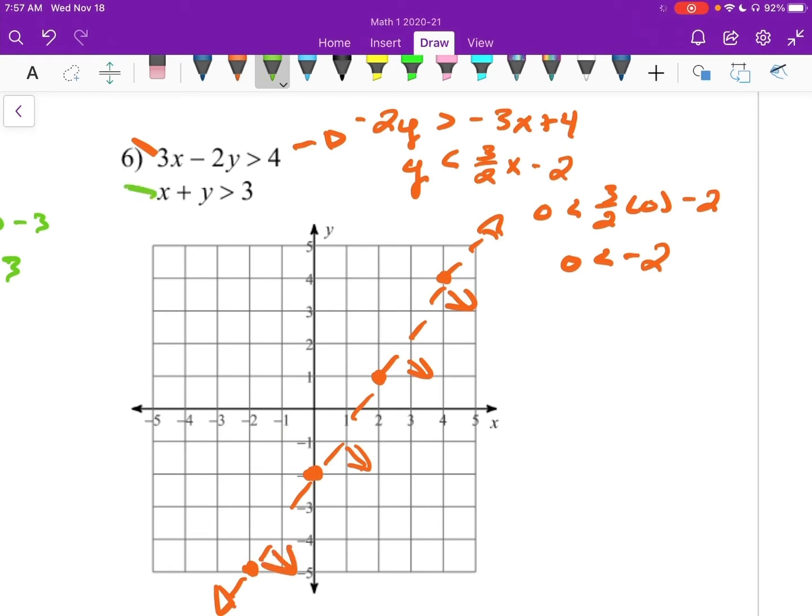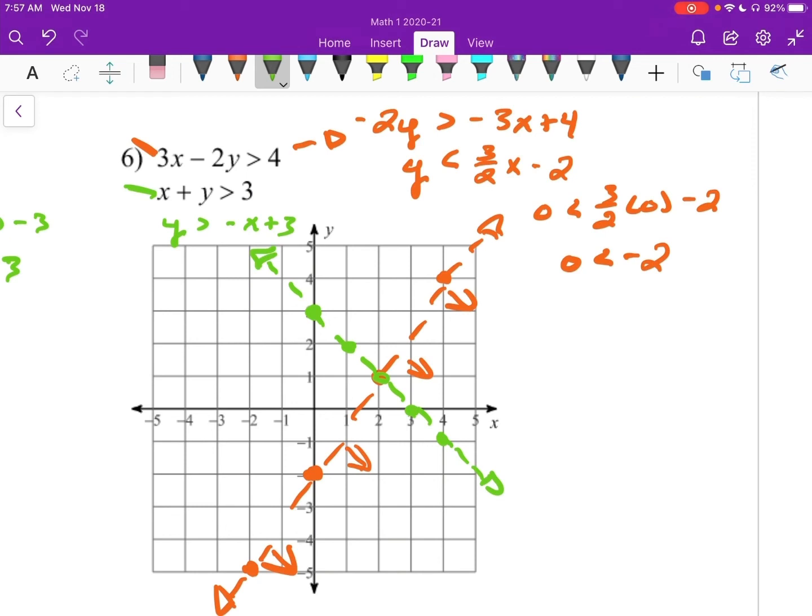Now for the green one. This is the same thing as y is greater than negative x plus 3. All I did there was I subtracted the x to the other side. So I have an intercept at 3 and a slope of negative 1. This is also going to be a dotted line because it is not equal to, it's just plain old greater than.